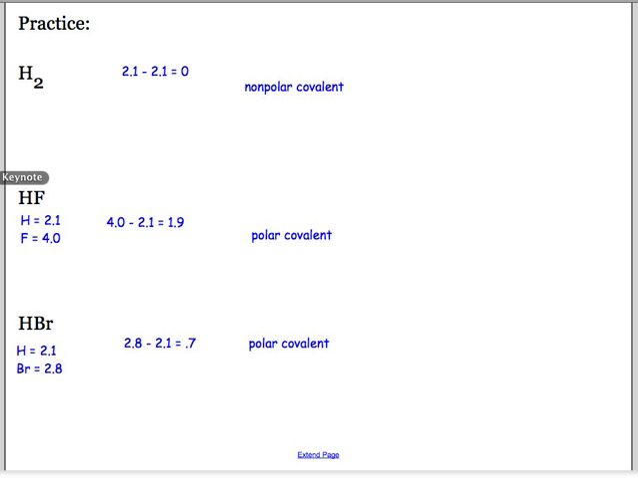So that's one way of figuring out something. I mean, you can look at the compound and inherently see it. If you're dealing with the same elements, you're always going to be nonpolar covalent. If you're dealing with nonmetals, typically you're going to be polar covalent to some extent. And if you're dealing with metals and nonmetals, then you're typically ionic.